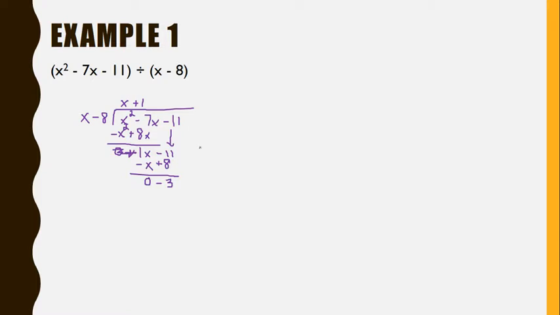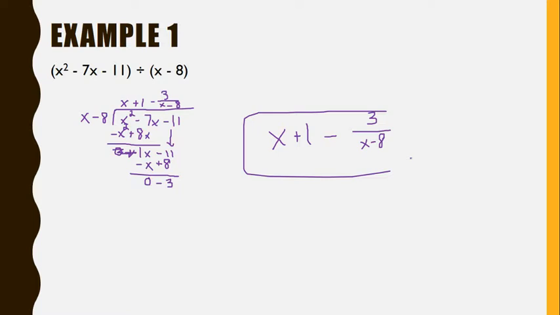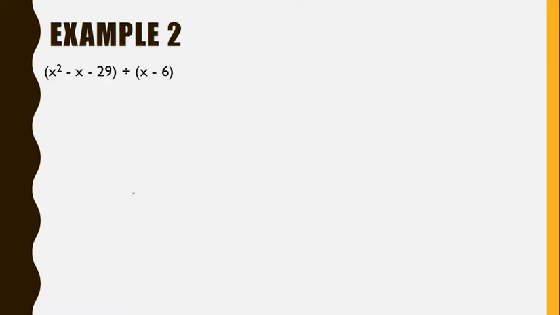Okay, so we have a remainder of negative 3. That means the way that we write our remainder is negative 3 over what we were dividing by, x minus 8. So our answer when we divide this is x plus 1 minus 3 divided by x minus 8. This is our answer when we do our division. Okay, let's move on to another example.